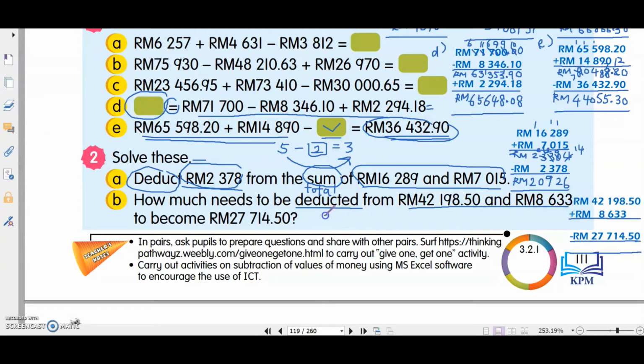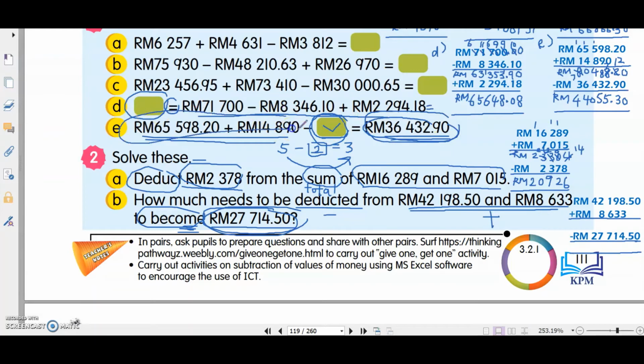Okay, deducted again means minus, to become this. Become means equal. Equal sign. So the answer is this. So deducted from these two, so we have to plus these two first. Then we minus this to get the unknown in the middle, like just now. We minus the answer to get the unknown in the middle.